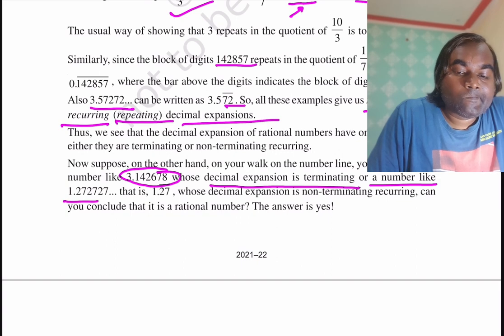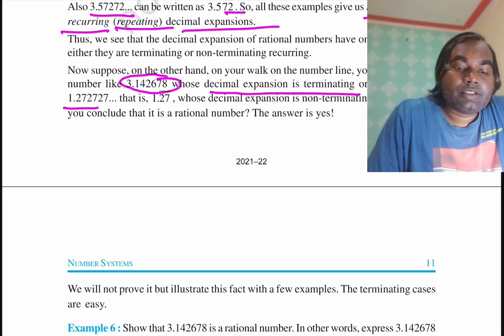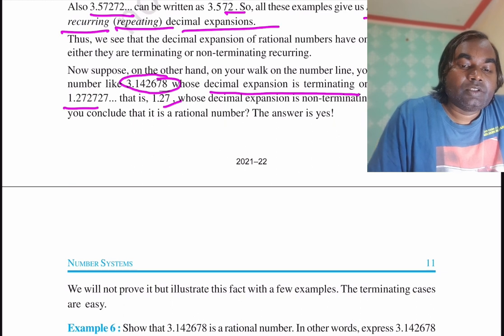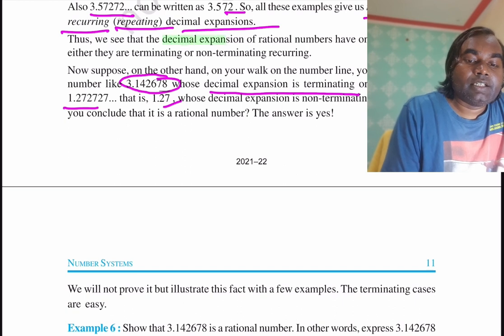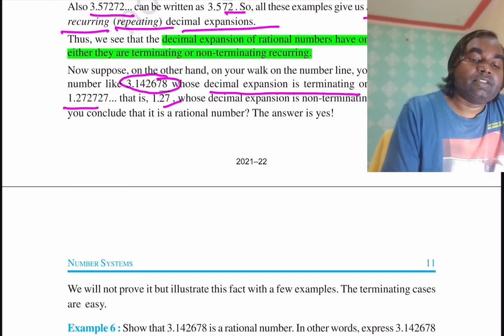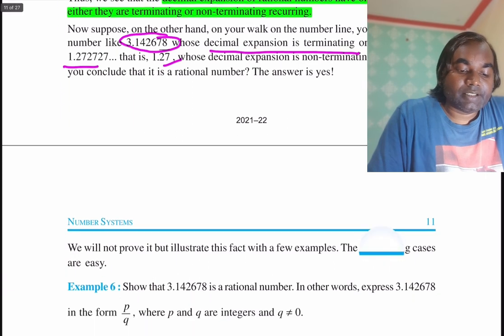Why? Because it is terminating, or it is non-terminating recurring. So both cases may be there. This is the point: the decimal expansion of rational numbers has only two choices, either terminating or non-terminating recurring. Note it, both can be possible.